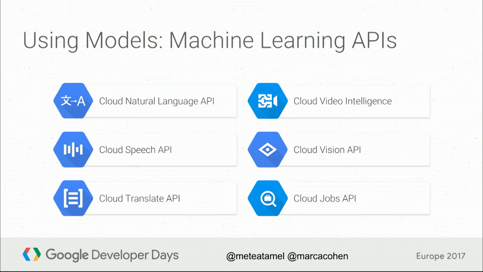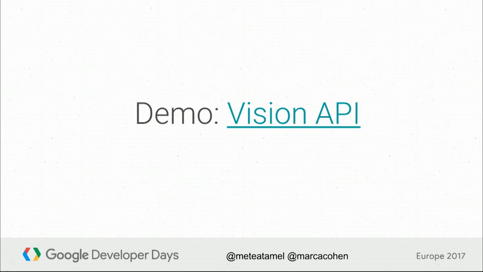So in terms of using models at Google Cloud, we have a bunch of machine learning APIs for different kinds of models that we built over the years. So we have speech API for speech recognition, we have vision API for image recognition, and a bunch of other things. So basically, we built all these models all these years, and we are just making it available to you with an API call. And I just want to show you really quickly a demo for the vision API.